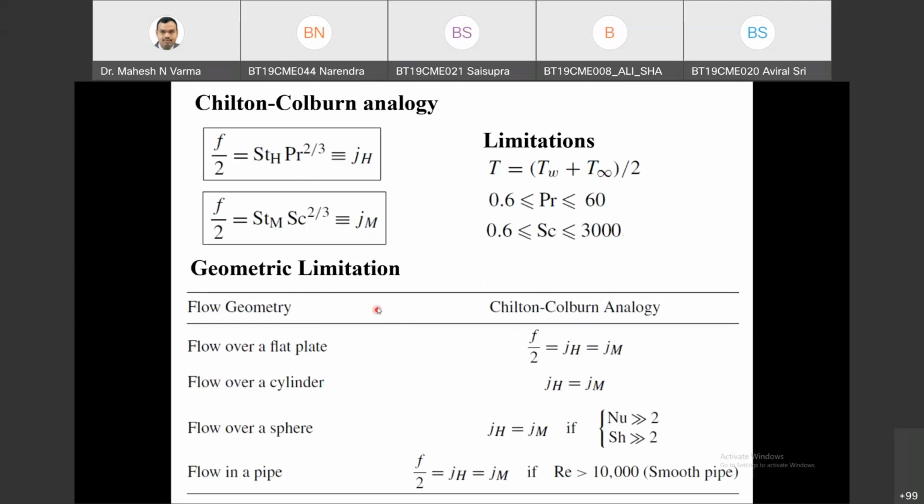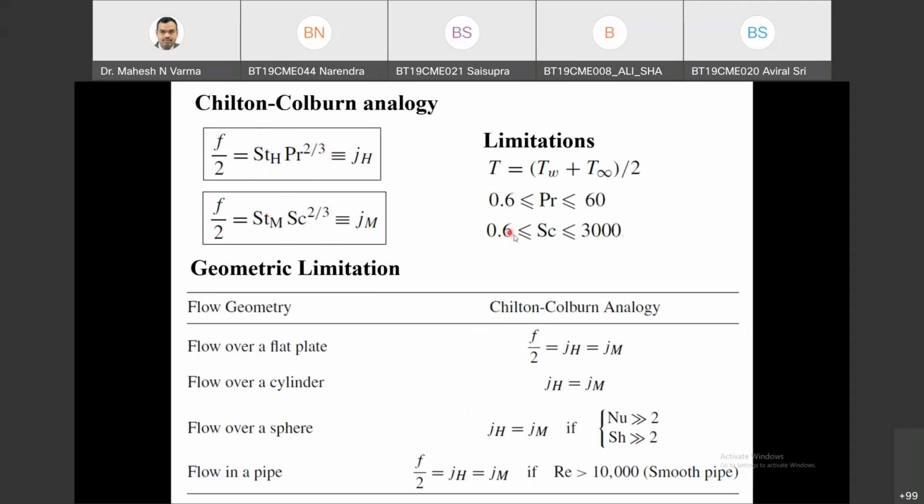In addition to this, here you can see flow over flat plate. For flow over flat plate, F by 2 equals JH equals JM. So this is the Chilton-Colburn analogy: F by 2 equals JH, F by 2 equals JM, Stanton number for heat transfer times Prandtl number raised to 2 by 3.